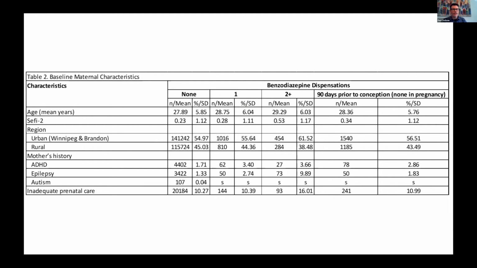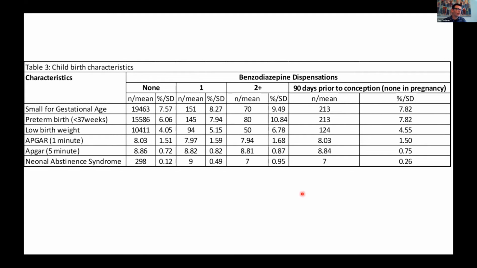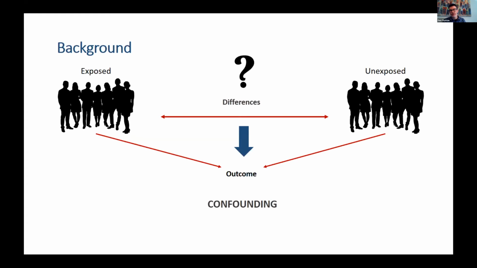So, you know, the women who had 2 or more dispensations were older, with a little bit higher socioeconomic risk. They also were more likely to be urban, and importantly, they had a much higher rate of ADHD themselves and epilepsy. Probably not surprising, they also had a slightly higher rate of inadequate prenatal care. And the children were also somewhat different, particularly when it came to preterm birth and low birth weight. So there is a big difference there between the thousands of women that didn't take benzodiazepines and the women that did. And this is where we run into our issues of confounding.